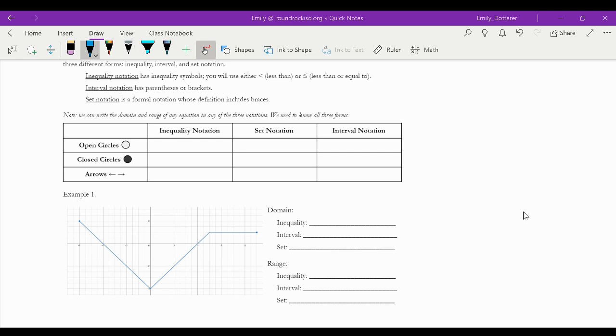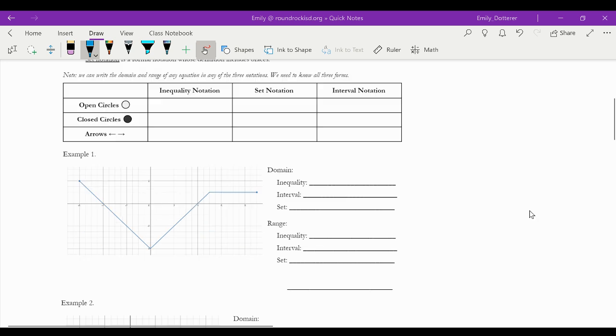Depending on our graph and what notations we see on there, like circles and arrows, that's going to tell us what exactly we're going to write for any of the three notations. We can use any of the three to express the same information, but you may be asked to do one or the other.